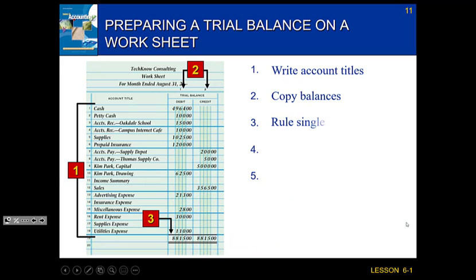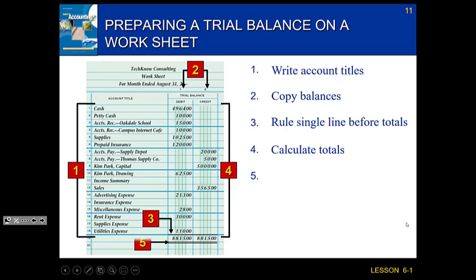The third thing is to rule a single line before we total the column, which would be the fourth thing. So we're going to total up the debit column, and then we're going to total up the credit column. And then finally, if those debit totals equal those credit totals, then we get to rule that double line.